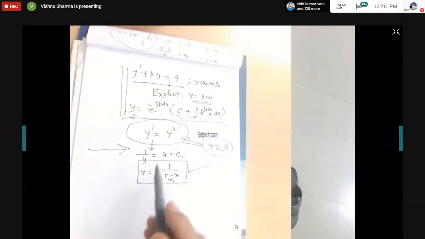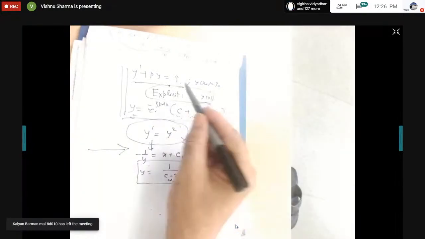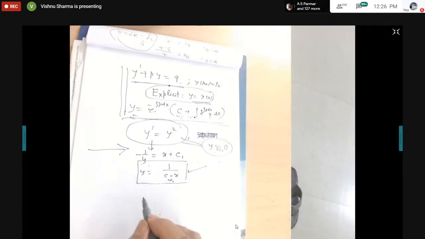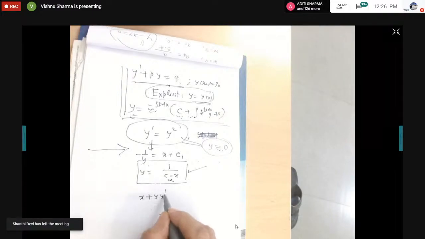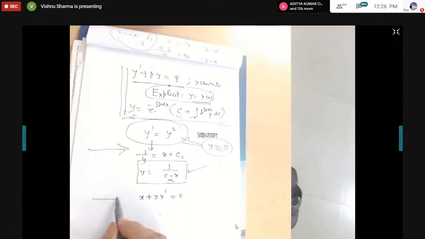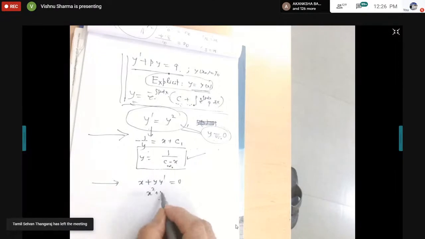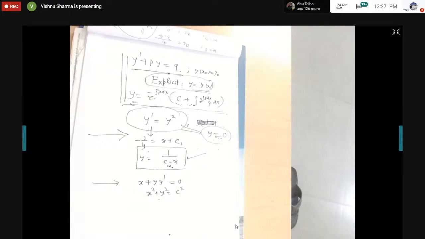And number two, the explicit form of the solution. It is very clear. Linear equations always give you an explicit form of the solution, right? But for nonlinear equations, it's very simple. For example, if I say that x plus y y dash is equal to 0. Look here, the simplest first order nonlinear equation. This is the simplest nonlinear equation one can think of. What is the solution to this? X square plus y square is equal to constant. Is that right? Yes, sir.